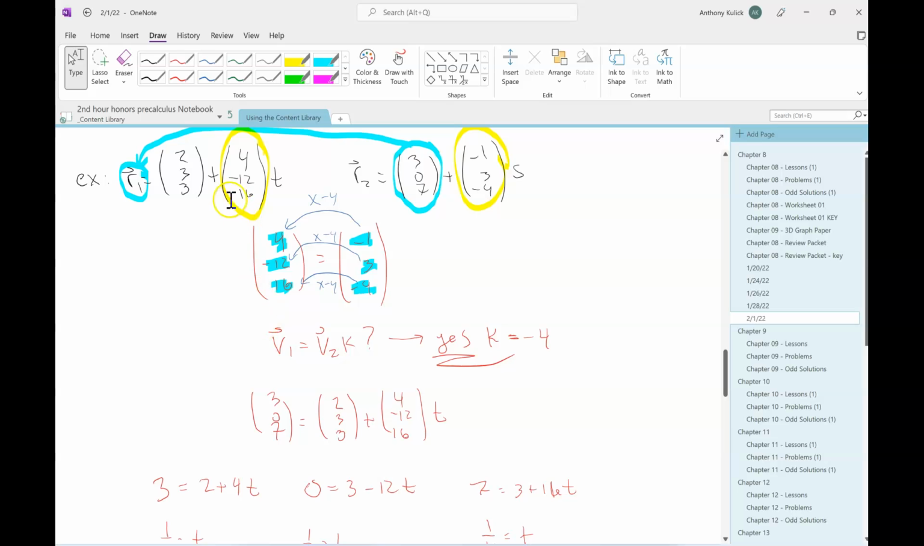So my first example here were these 2 lines. The first thing I checked was to see if one of these direction vectors is a scalar multiple of the other. It was easy to see that if I multiplied the direction vector for R2 by -4, I get the direction vector for R1. I didn't really bother to write a lot down there, but I can do that on site. Everybody see that?